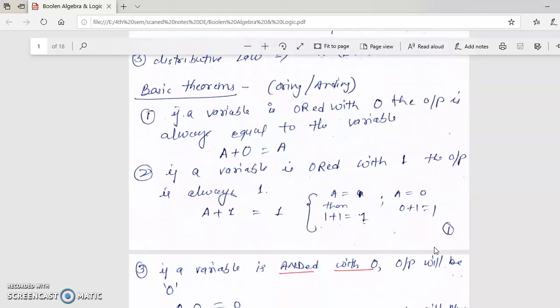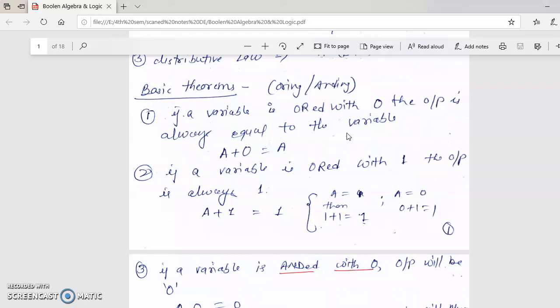Basic theorems. Okay, for ANDing and ORing. First one is if a variable is ORed with 0, the output is equal to the variable. Means if any variable, for example variable A, is ORed with 0, meaning summation with 0, A plus 0 is always equal to A, means always equal to the variable.